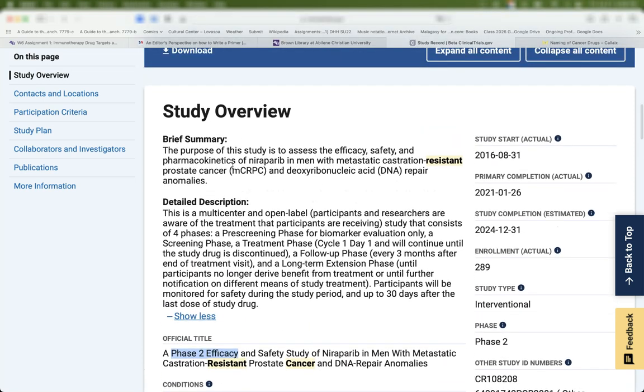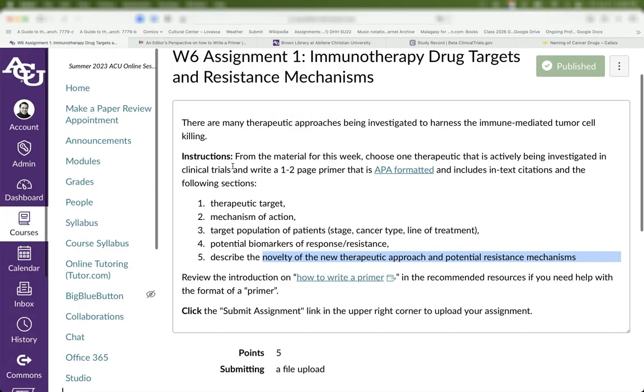Now, depending on what you might be looking at, talking about the target population and potential biomarkers of response and resistance, that's a little less likely that we would know about that early on. That's more likely something that would be getting evaluated in a later trial.